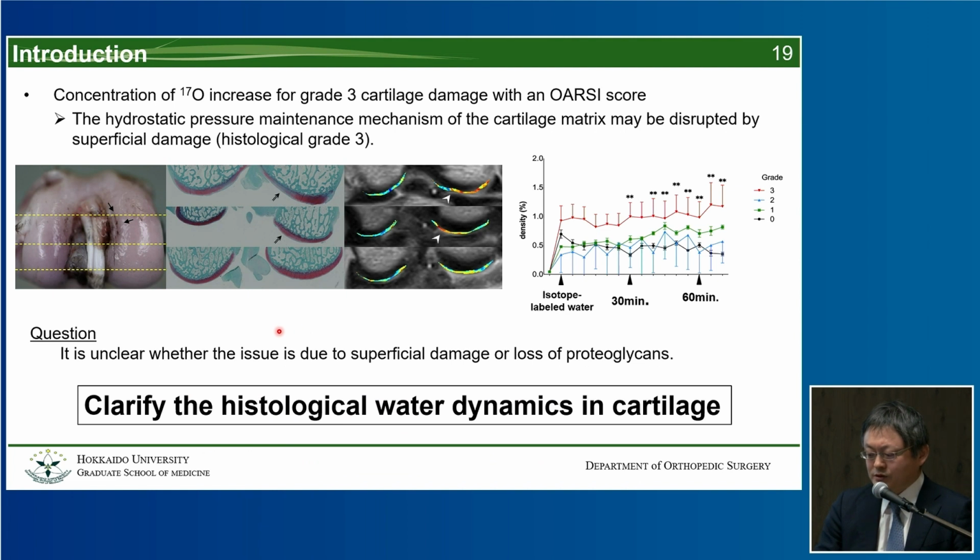So actually, the labeled water is a powerful tool. However, the resolution of MRI makes it difficult to histologically describe water dynamics within the joint. So our next question is whether the signal enhancement of the labeled water is due to the superficial damage or the loss of proteoglycan. Therefore, we are currently trying to observe histological water dynamics in articular cartilage by using an isotope microscope.